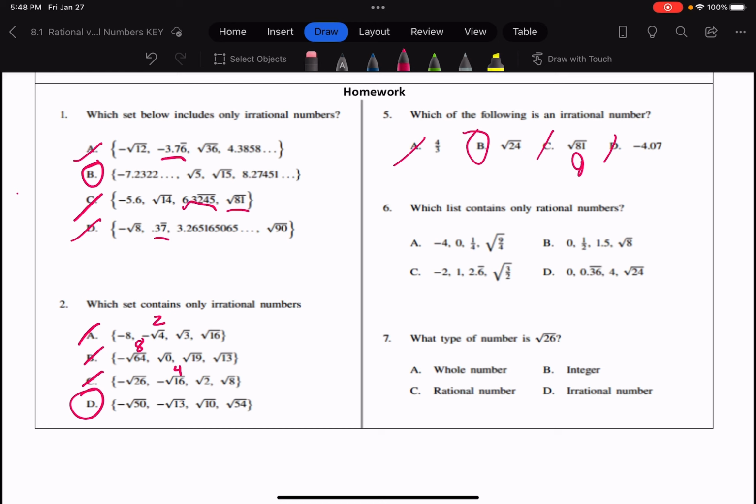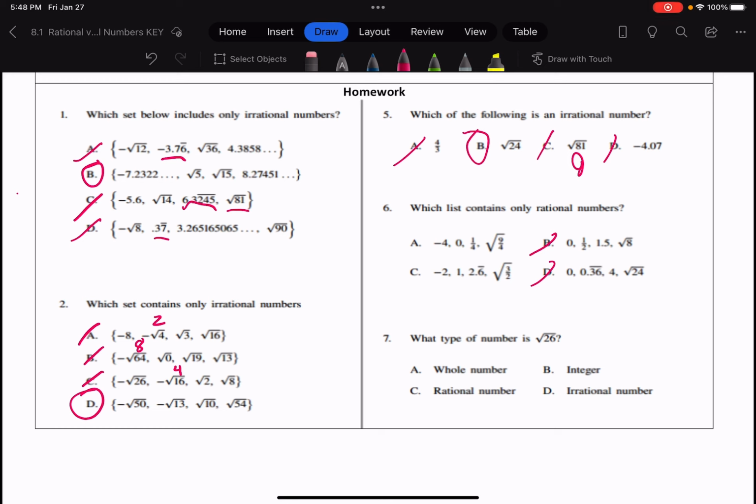Which list contains only rational numbers? So this is a little bit different choice here. I'm just going to go through some of these answer choices that are automatically standing out to me. Square root of 8 is not a perfect square, so I know B can't be an option. Square root of 24 is not a perfect square, so I know D can't be an option. So that leaves me with A and C.